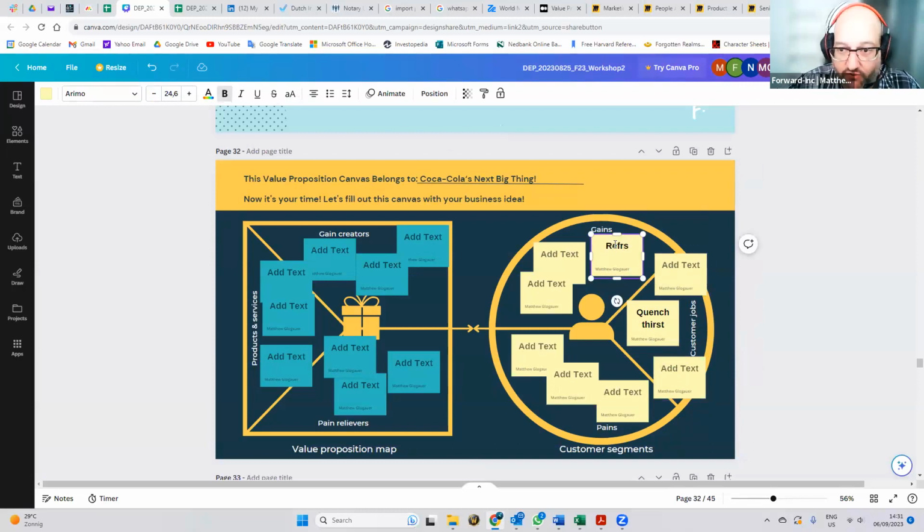So let's differentiate between jobs and gains. The drink is going to provide me refreshment. I want to feel better. And maybe that also points to one of our pains, which is I'm just hot and thirsty. Let's put it that way. That's one of the pains. I need a problem that needs solving. What else? What other jobs would drinks do?